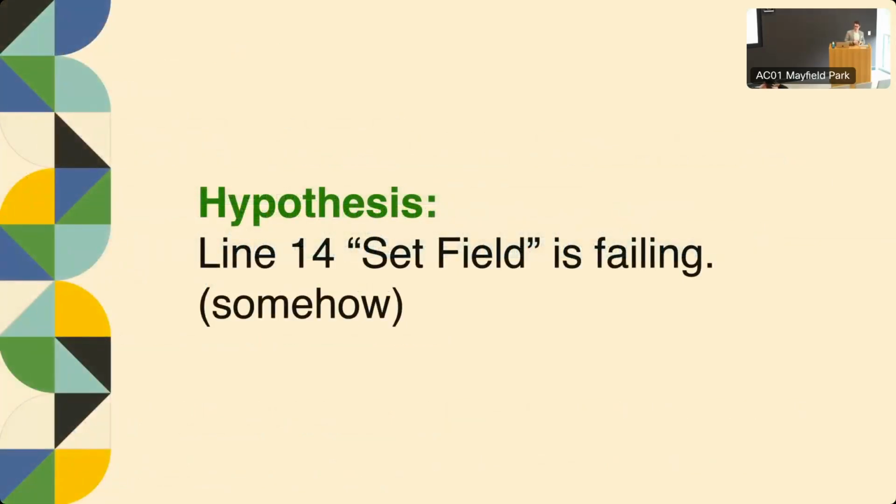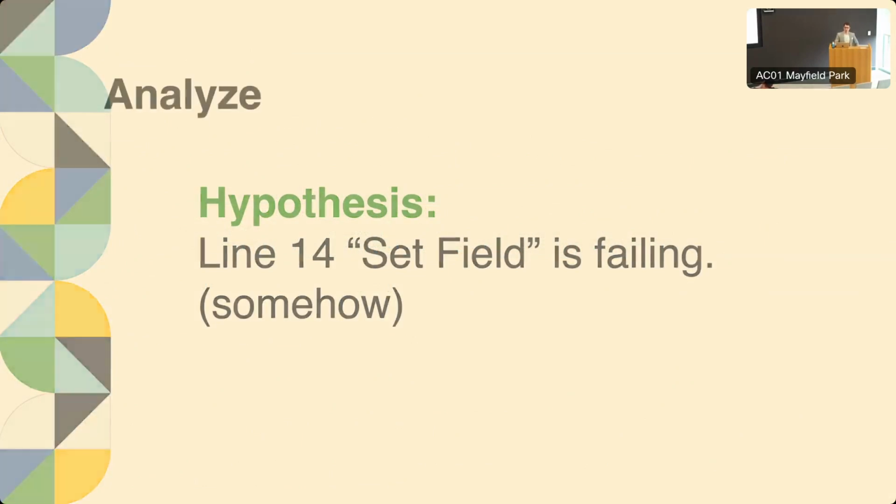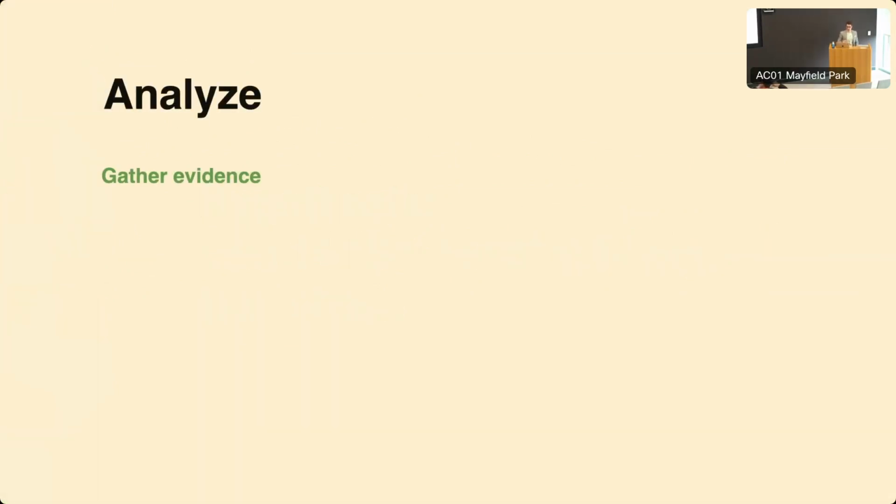So here's my hypothesis. The line 14 set field is failing somehow, and therefore there was no record on the other side of that relationship. So when it set the field with the primary key, it was an empty value, so it unintentionally was clearing it. Now, let's analyze that hypothesis and gather some evidence. I already had a hunch that this was happening when budgets got pushed into the system. I can't remember how we got that hunch, but fairly early on, we got that hunch.